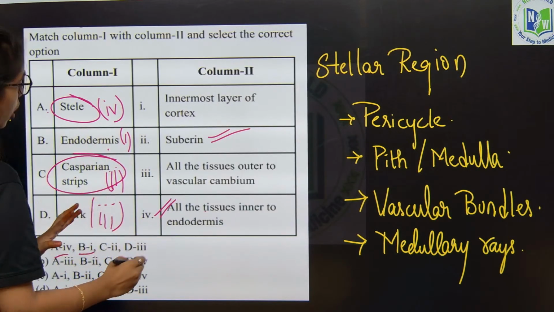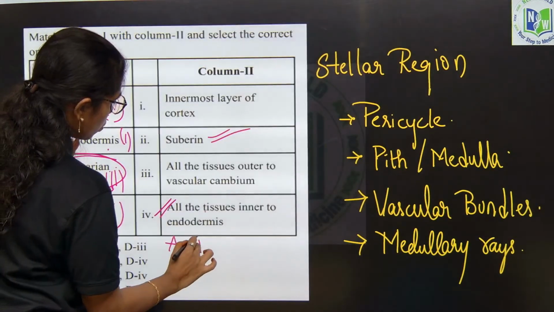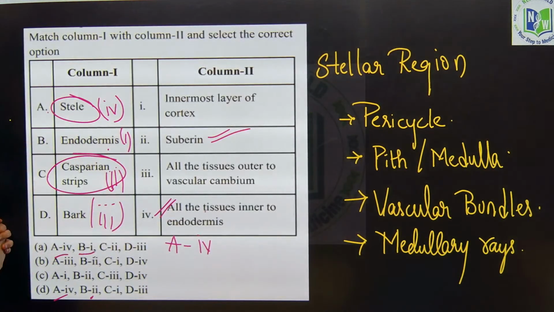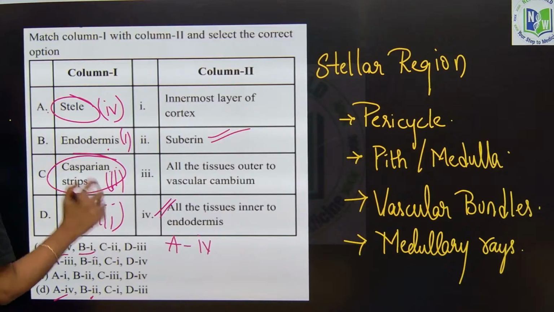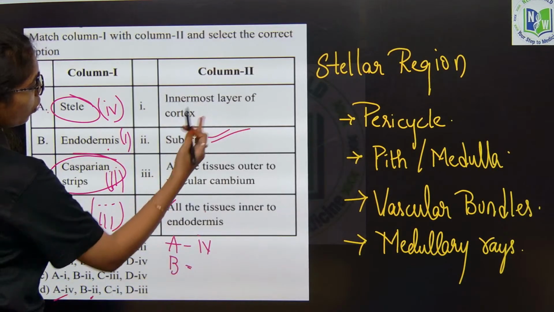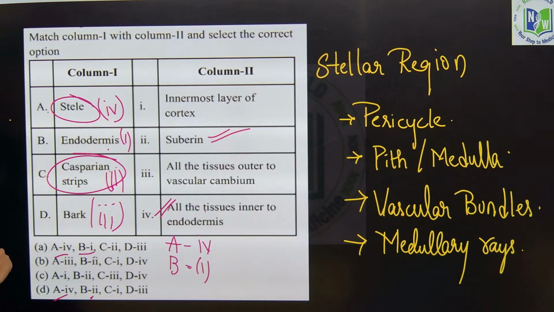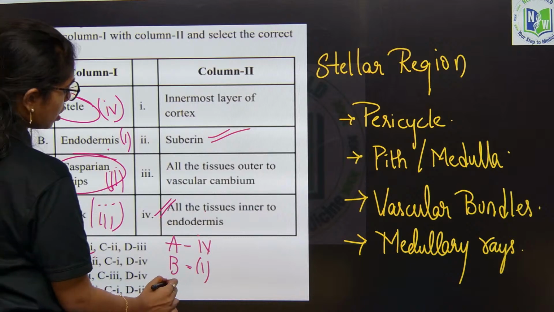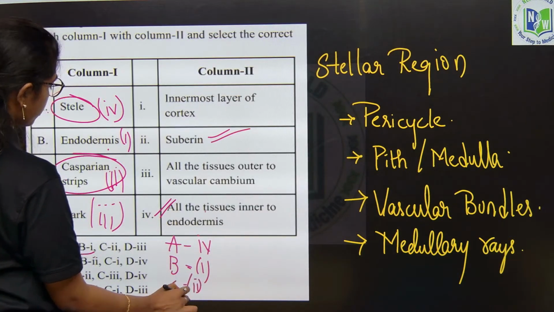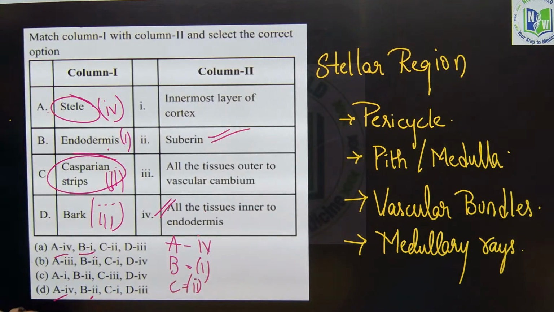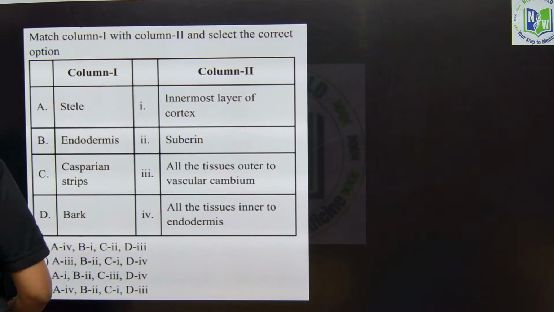So, let me write the options. A is 4, all the tissues inner to the endodermis. B is 1, innermost layer of the cortex. C, Casparian stripes. Casparian stripes are made up of what? Suberin. C is 2. And D will be 3. Option A is the right answer. Okay. Next question.